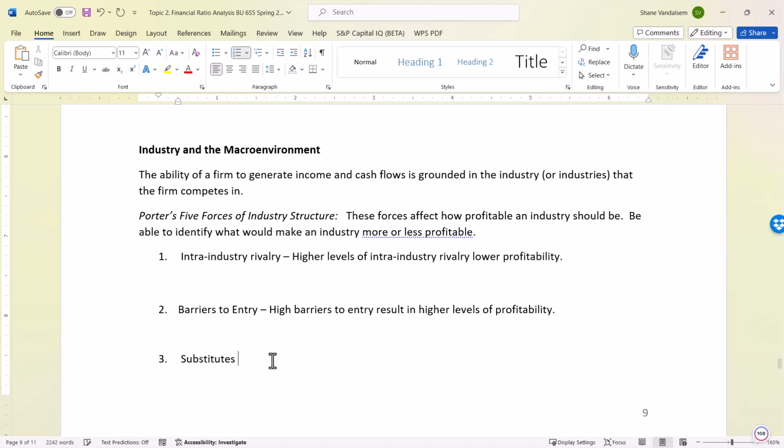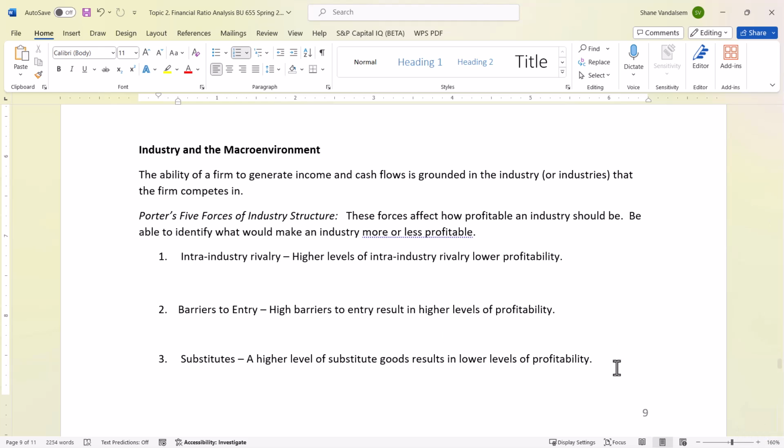The existence of substitute goods. So a higher level of substitute goods results in lower levels of profitability. So what is a substitute good? A substitute good is usually a good that is lower cost than the one that the industry makes and can be substituted for whatever the industry makes. So the example of a substitute good for an industry might be coffee versus tea.